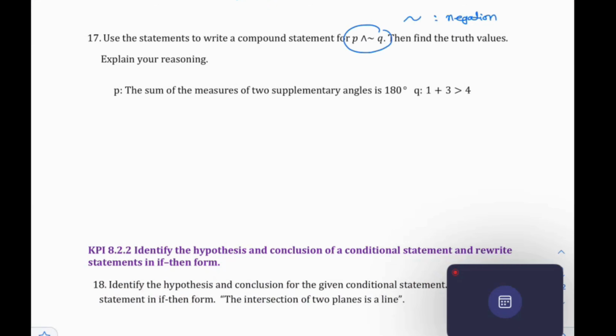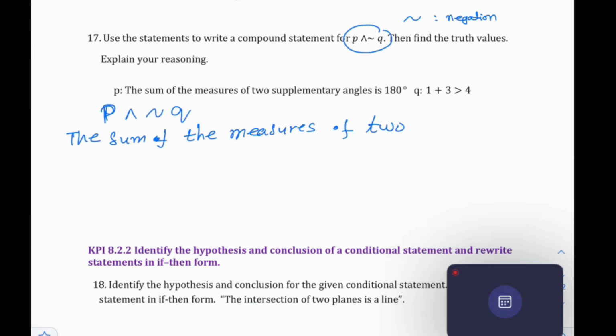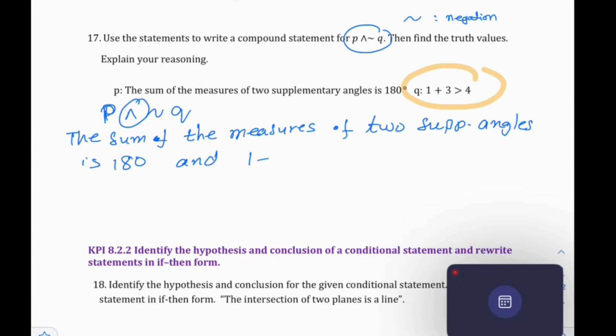He is combining P and negation of Q. So let's copy P. What was P? The sum of the measures of two supplementary angles is 180. Then "and" negation of Q. What was Q? This is the original statement of Q. He was telling you that 1 plus 3 is more than 4. What's the negation? It will be less than or equal to 4.